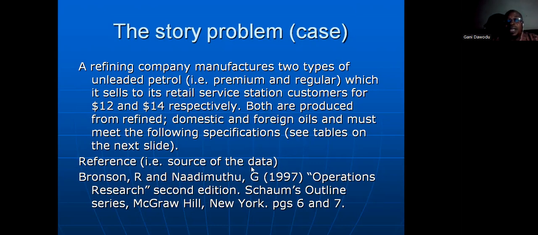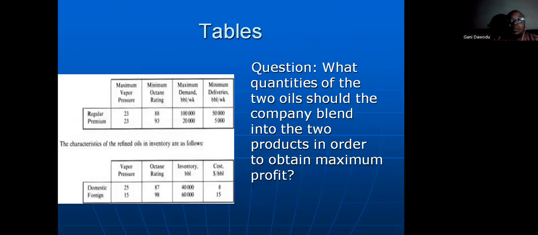This data does not just come from the blues. It's actually taken from this text that can assist you immensely with manual techniques of solving operations research problems. However, it's without codes, no hard code or whatever code in it. Now, this is the table for the data. The question now is: what quantities of the two oils should the company blend into the two products in order to obtain maximum profit? That's the question we are set to answer.